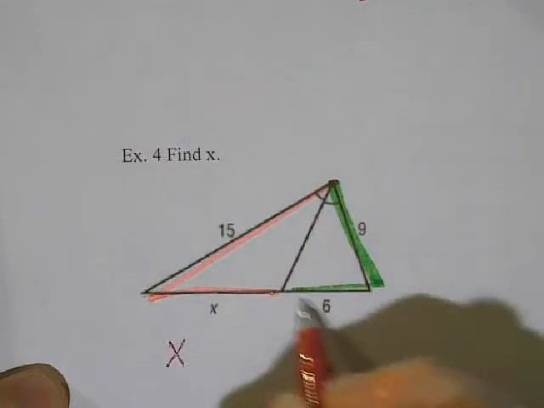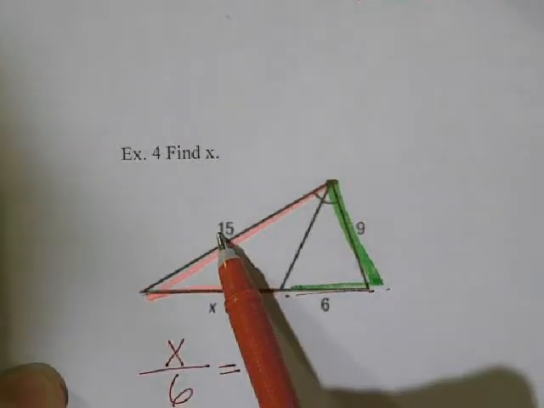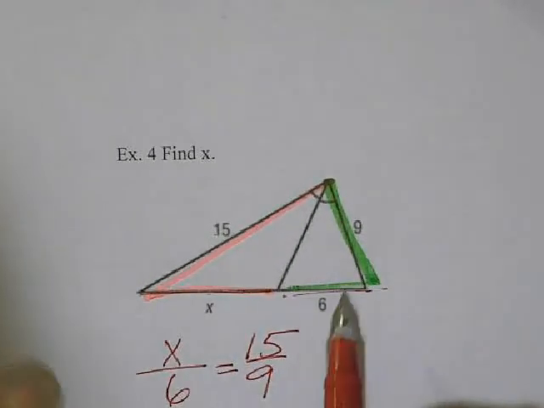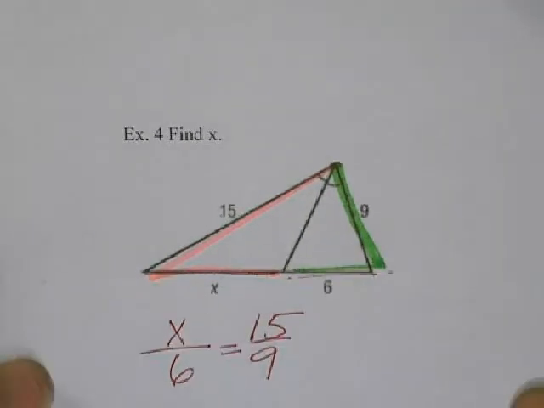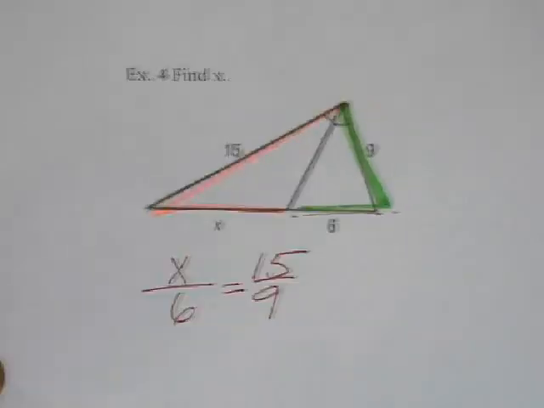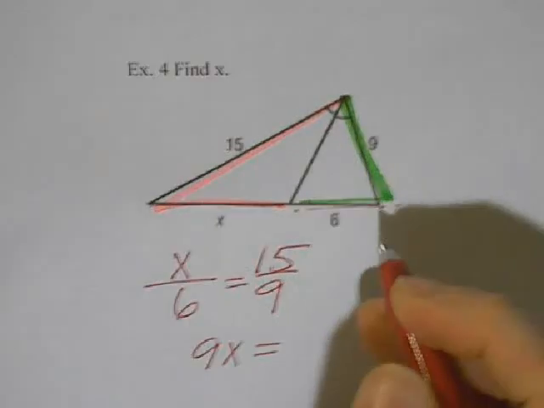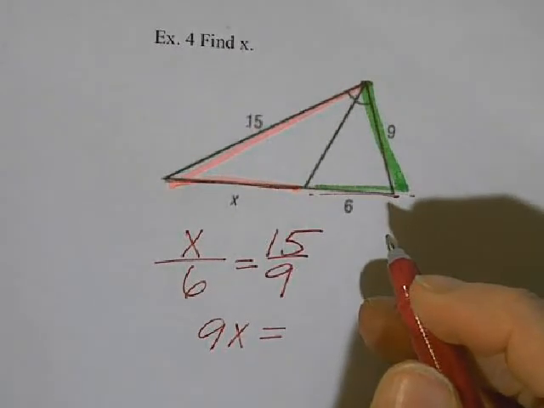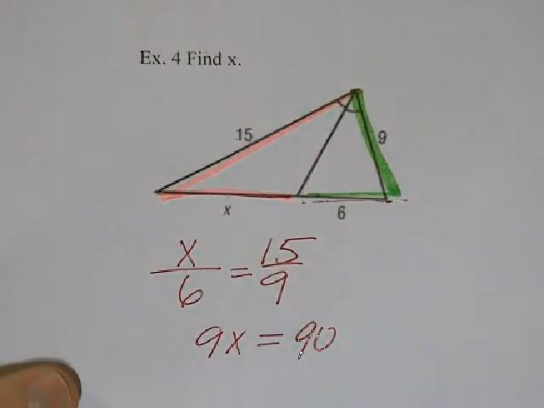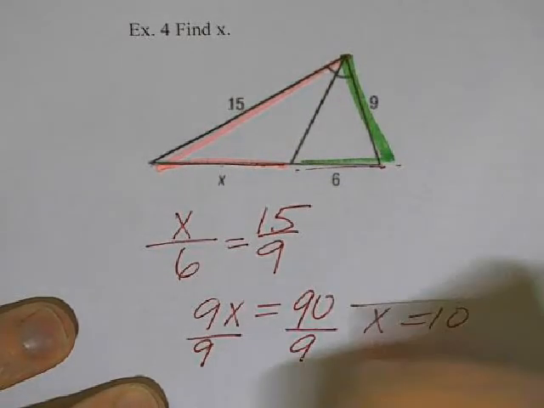So we're going to say x over 6 equals, and then 15 over 9. So remember, it's just the part on the one. I would take the two little pieces the angle bisector cuts. That's going to be our first fraction, x over 6, and then 15 over 9. And then just multiply. 9x equals 15 times 6, which I think is 60. No, it's more than that. 90. And then divide by 9, so x equals 10. Okay.